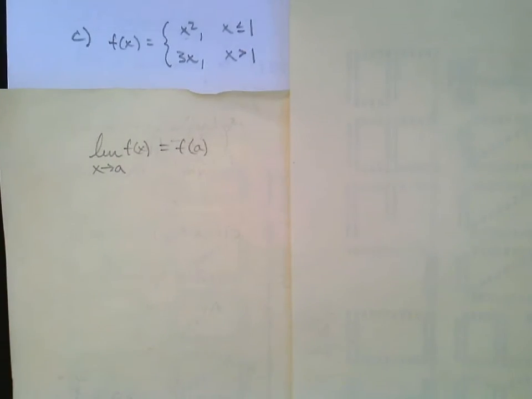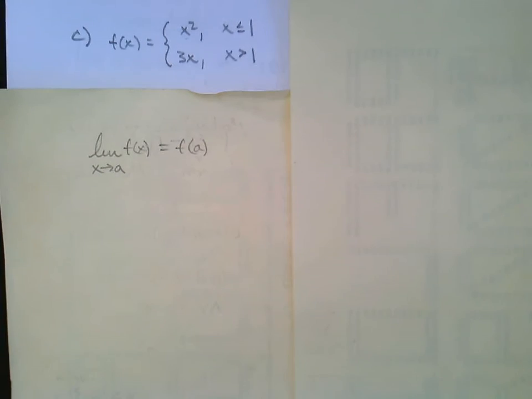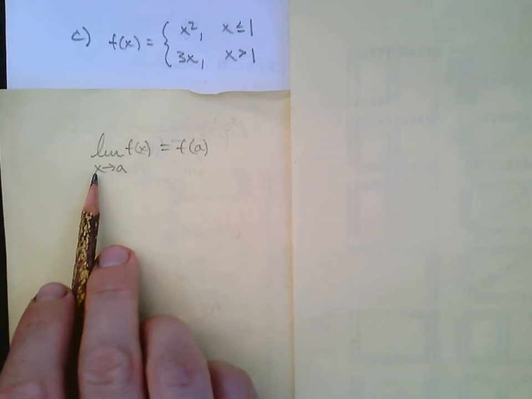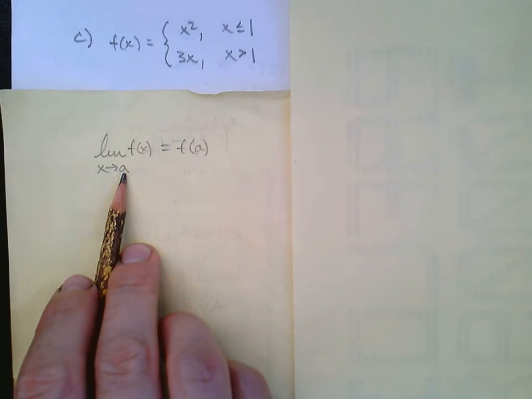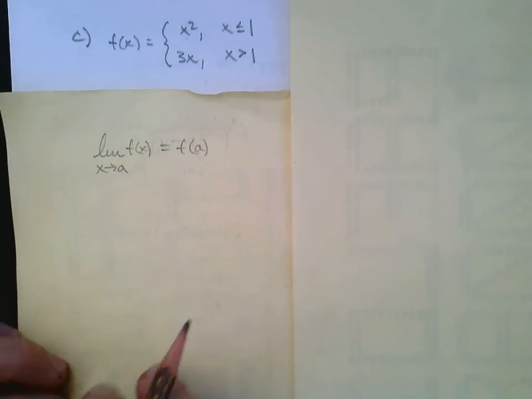All right. And now what we're thinking of, again, the one point in question is that transition at 1. So let's begin by trying to figure out the limit of f of x as x approaches 1. And then we'll think about f of 1 and we'll see what happens here.